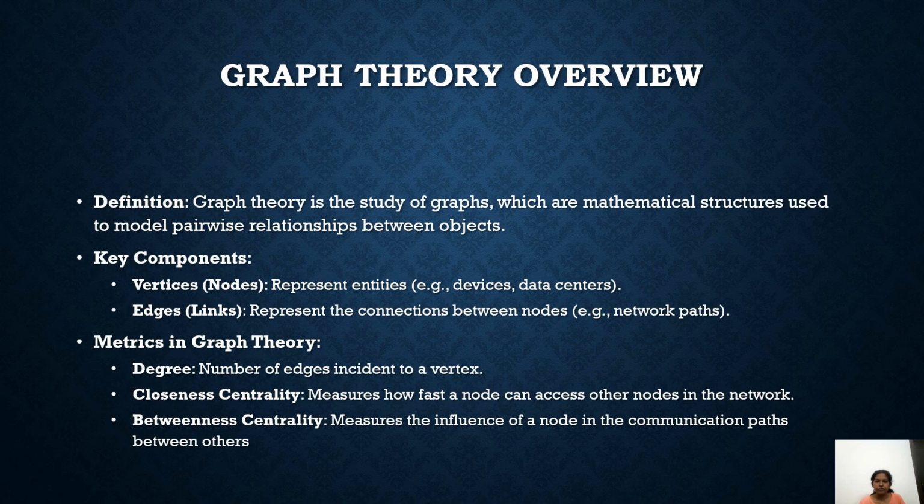Graph theory overview. Definition. Graph theory is the study of graphs, which are mathematical structures used to model pairwise relationships between objects. Key components. Vertices, also known as nodes, represent entities, for example, devices, data centers. Edges, also called links, represent the connection between two nodes, for example, network paths. Metrics in graph theory. Degree. Number of edges incident to the vertex.